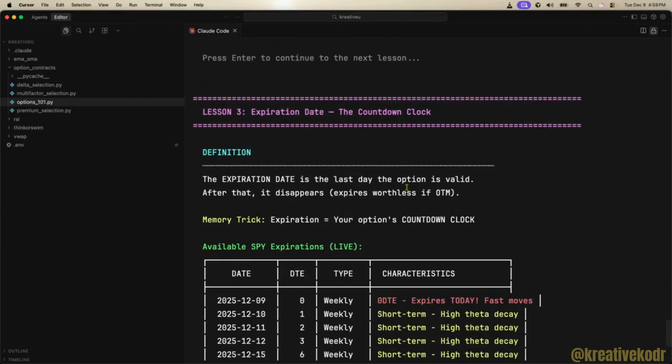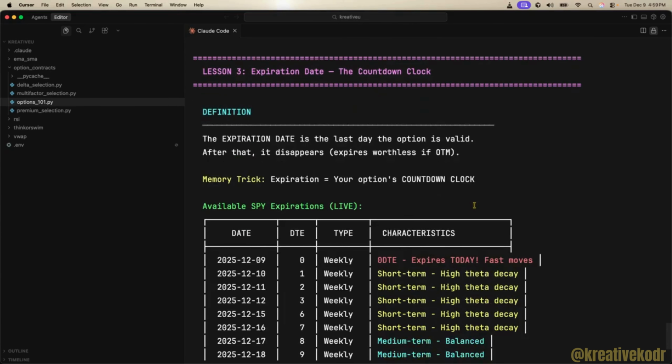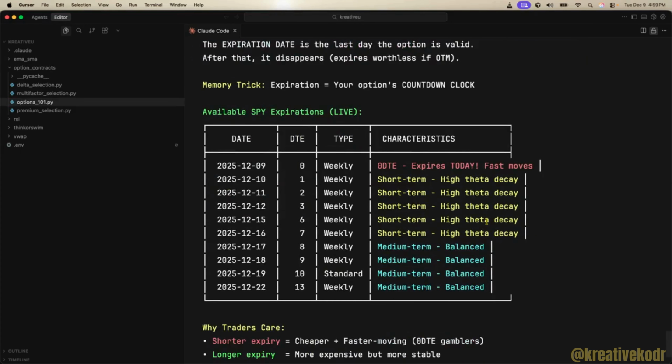All right, here's a real example. Lesson 3, the expiration date. The expiration date is the last date for the option to be valid. After that, it disappears. It expires worthless if out of the money. Memory trick: expiration date is your option's countdown clock, right?